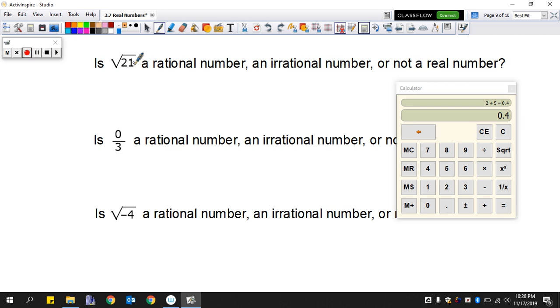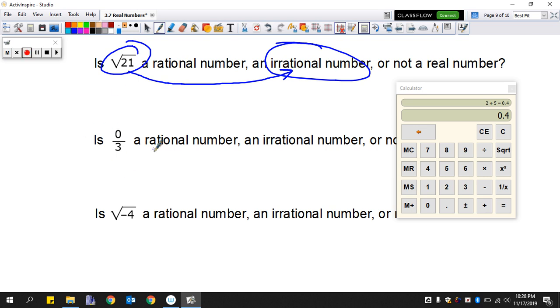Okay, is square root of 21 a rational number, irrational number, or not a real number? Well, it is a real number, but it's an irrational number. Okay, it's an irrational number because the 21 is not a perfect square.